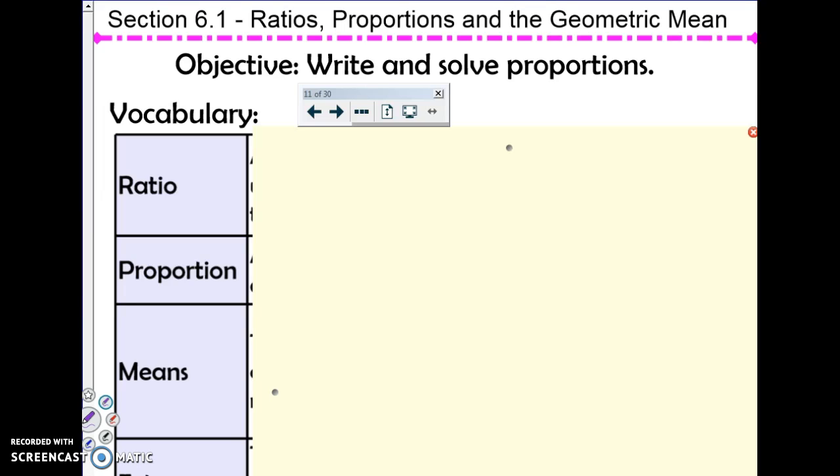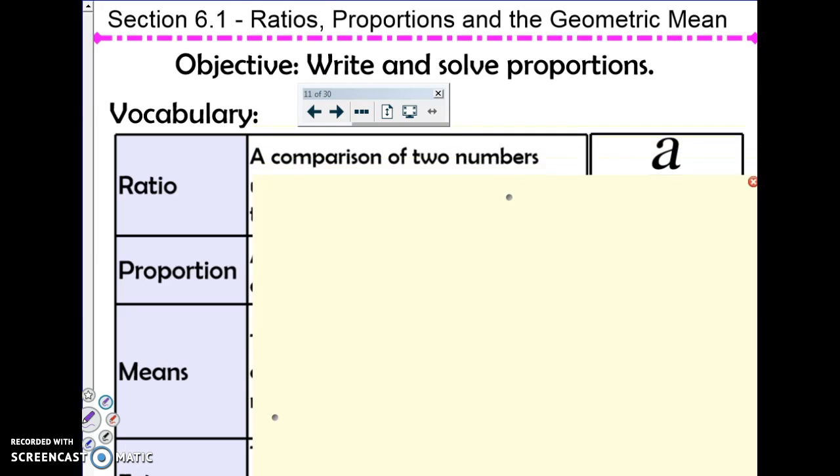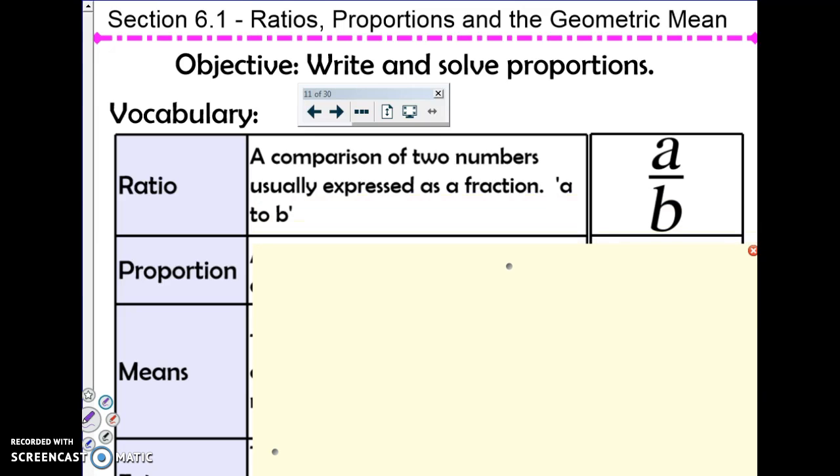Now, I know I opened up this chapter or this unit with another section, so you're backtracking and going back to do this section so that we can write and solve proportions together in class on the similar figures that we're going to discuss. So again, our objective today is to be able to write and solve proportions and write ratios and simplify those, because that goes right into proportions.